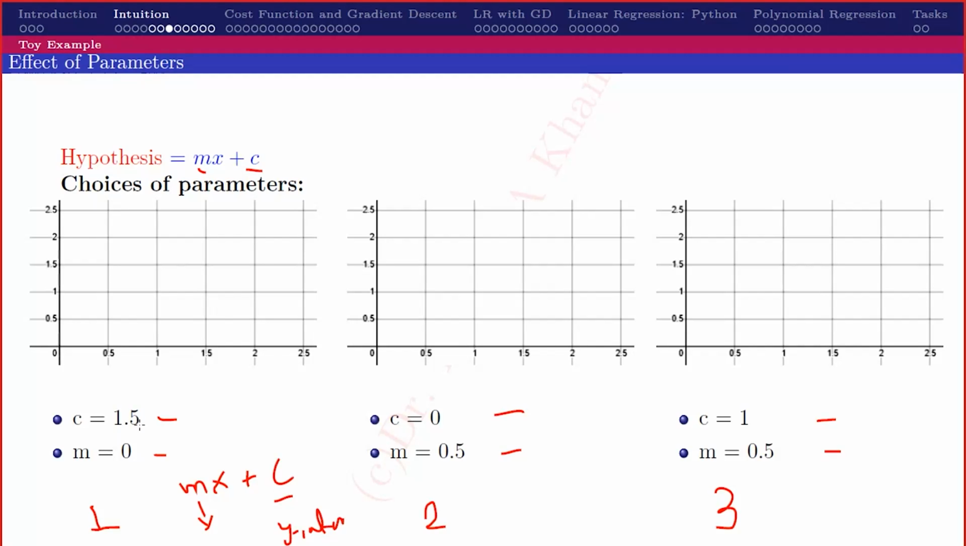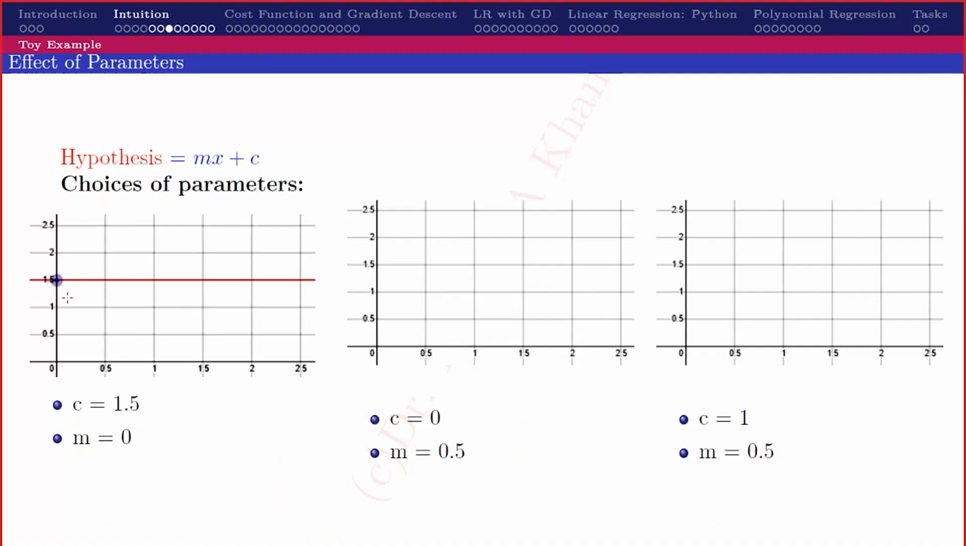Let's say c is 1.5 and m is 0. Here I'm saying c is 1.5, so it means the line's y-intercept is over here, 1.5. And slope m equal to 0 means there is no slope. This is a straight line. So if m is 0 and c equal to 1.5, this would be the line. Right? You get an idea, Osama and Ariba? Yes sir. Right.